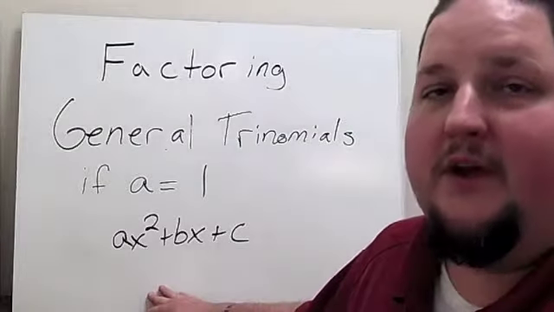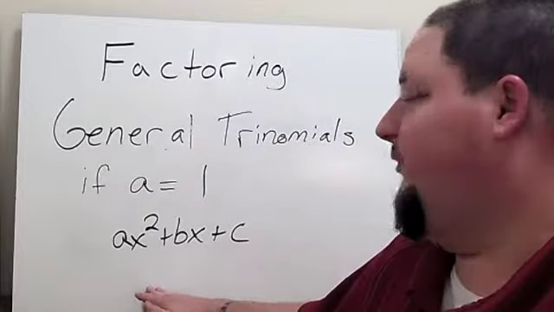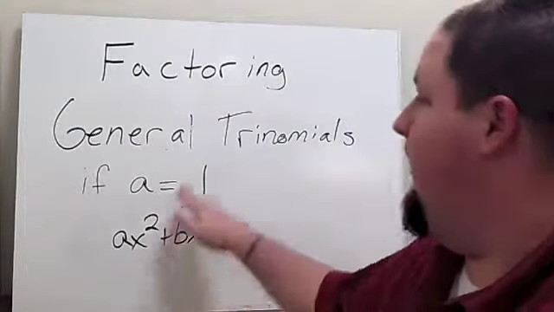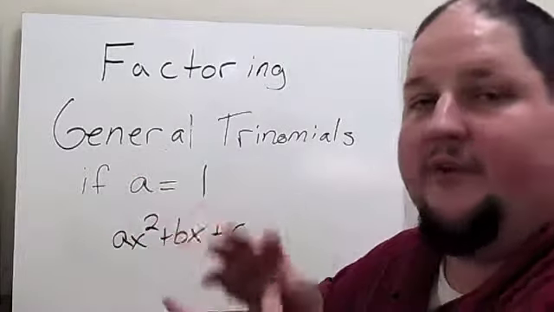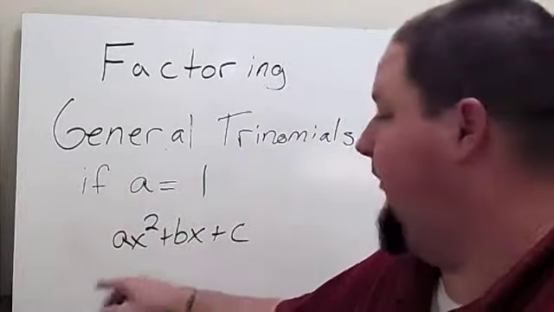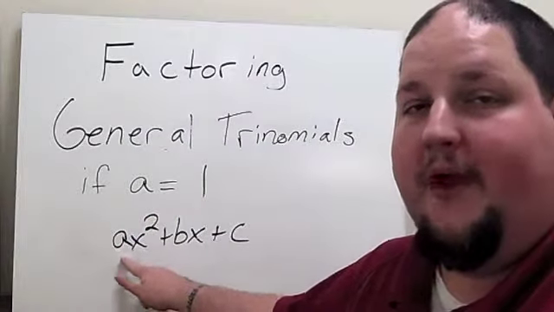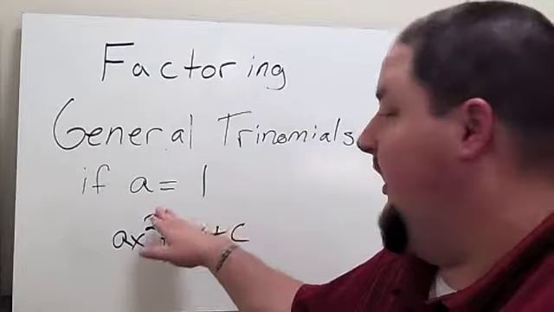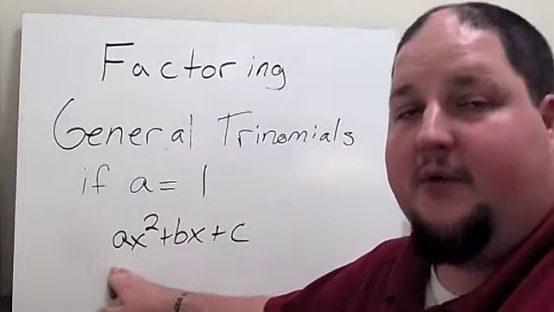Alright, today we're going to begin talking about factoring trinomials. This is the most common form of a quadratic. General trinomials, we're going to start out simple, like we do with everything. We start out with the most basic and then we move to the more difficult. We're going to start out when we have the standard form ax squared plus bx plus c, if a is equal to 1. That way we don't have to worry about any extra numbers here.